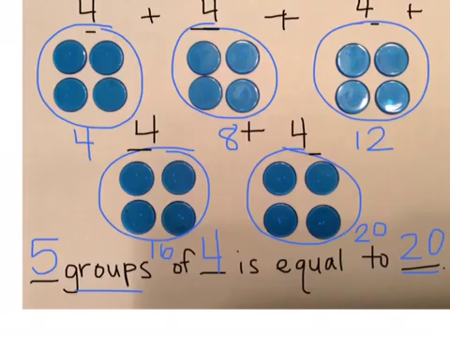If we change this into a multiplication problem, we're going to take 5. We're going to use the words groups of and turn them into a multiplication sign or a times sign. 4, and then we know what equal looks like, 20. So this picture shows that 5 times 4 equals 20.